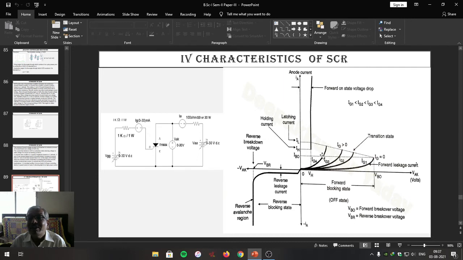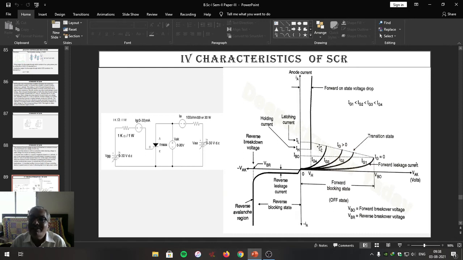But what changes can one note? The changes we are observing are, when we go on changing the gate current IG from 0 to maximum, IG4, what happens is, for IG equal to 0, this is the VBO. For IG1, this is the VBO, here you can get it. For IG2, here is the VBO. For IG3, here is the VBO, and so on. What do you observe? We observe that as IG increases, VBO decreases.